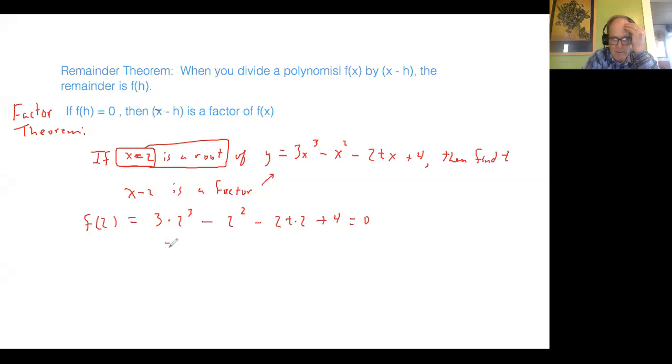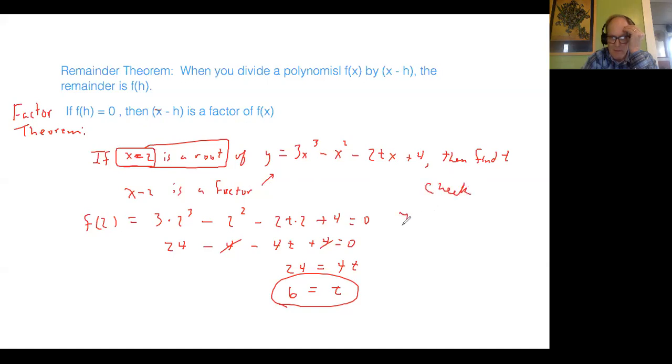So I've got 24 minus 4 minus 4t plus 4 equals 0. Negative 4 plus 4 is out. So I got 24 minus 4t. So 24 equals 4t. So t equals 6. We just found out t by using the factor theorem. And the remainder theorem, I guess, kind of on our check.